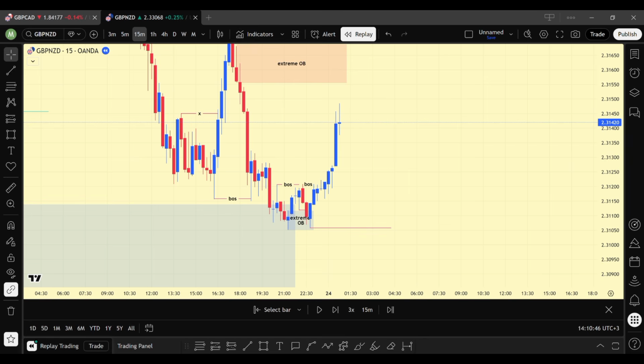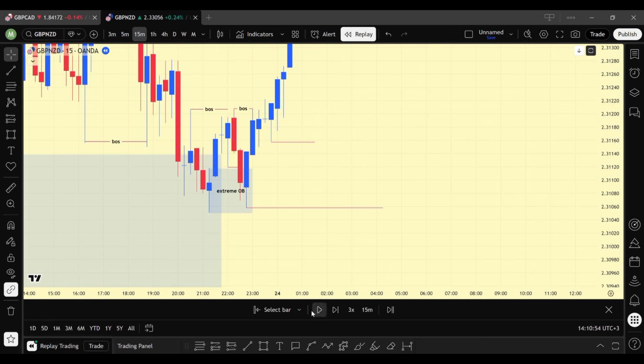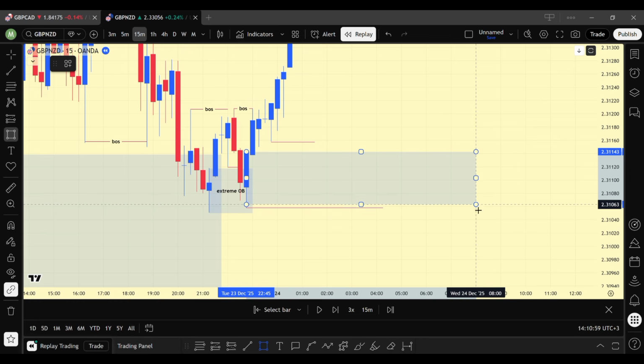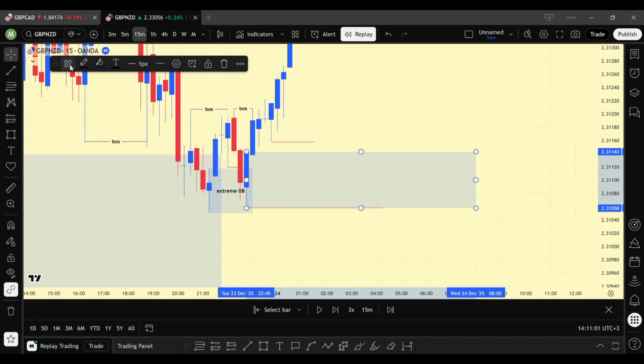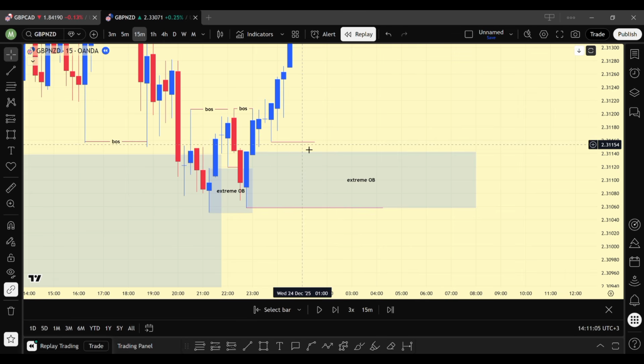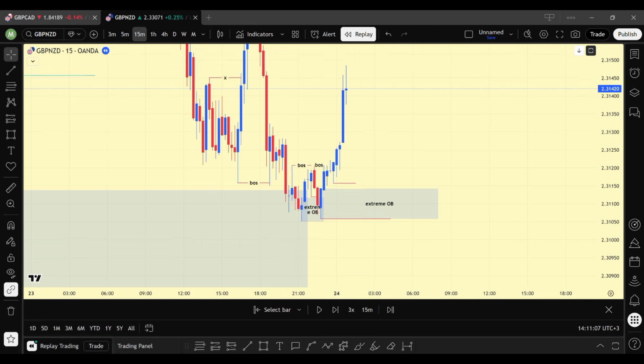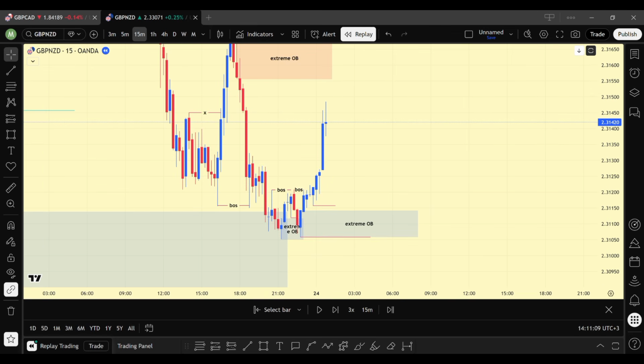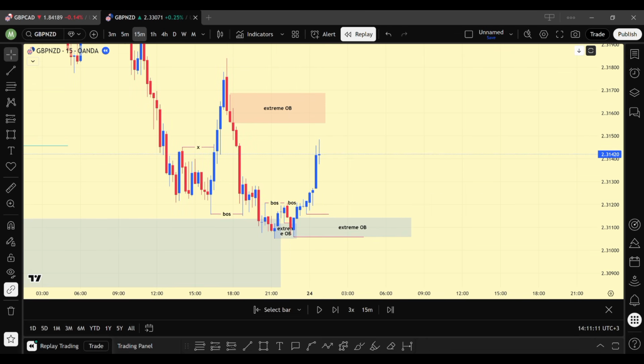And where is the inducement? So of course this one is our major inducement. At the moment, that's the major inducement, and this one here is the extreme. So you can clearly see that this one here is the extreme. Right, so that's the extreme bullish of B. This one here is the major inducement. Why major? Because it happened after the break of structure.